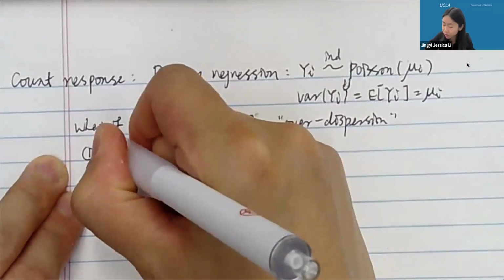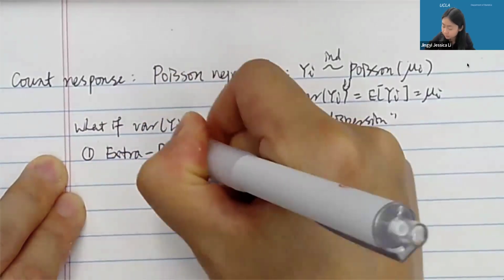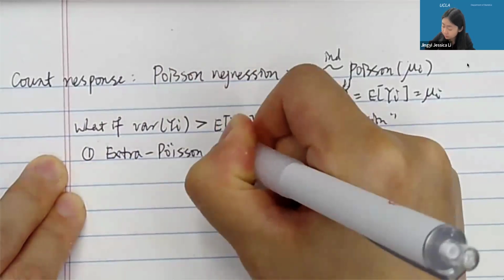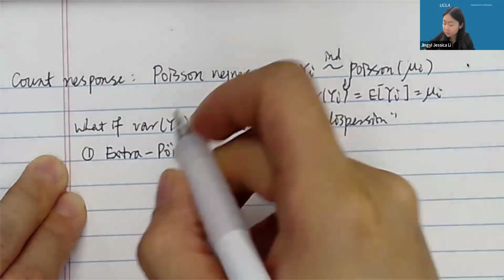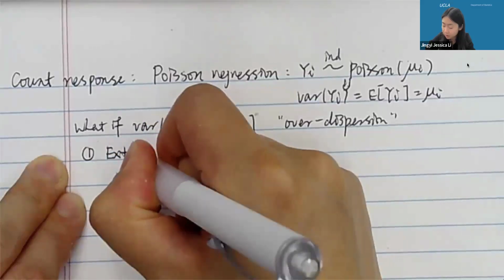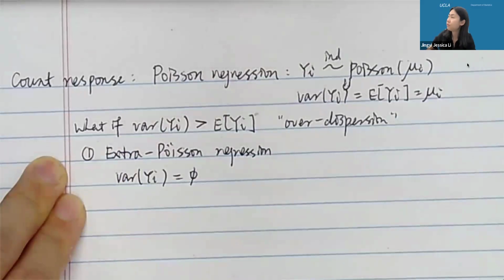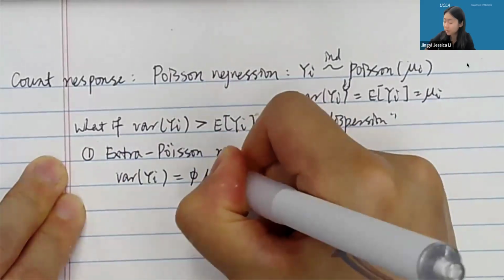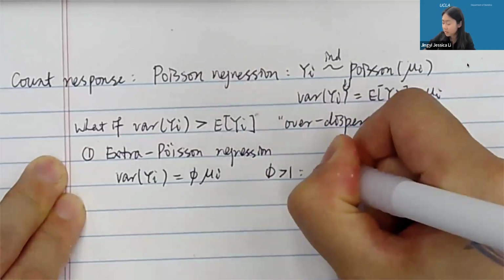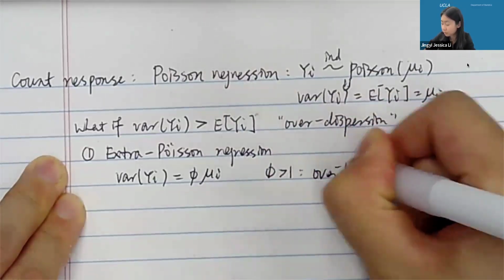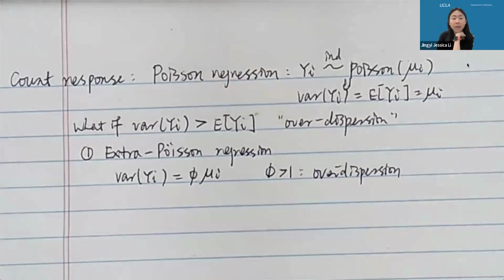One is to do the so-called extra Poisson regression, in which we specifically specify the variance of yi to be just another parameter phi times mu i. If this phi is bigger than 1, it satisfies over dispersion. Okay, so we have this additional parameter phi.